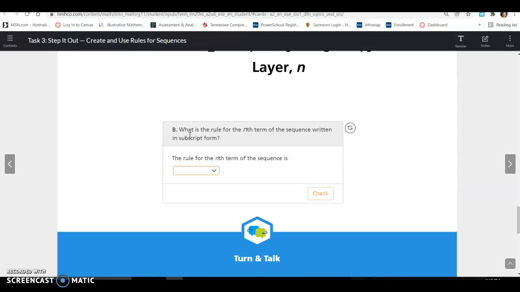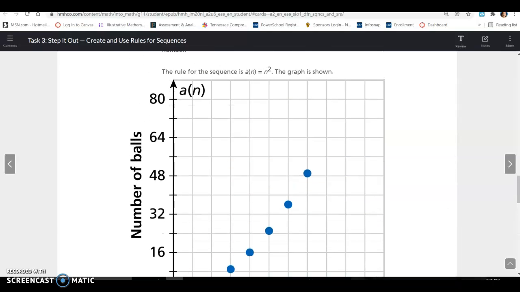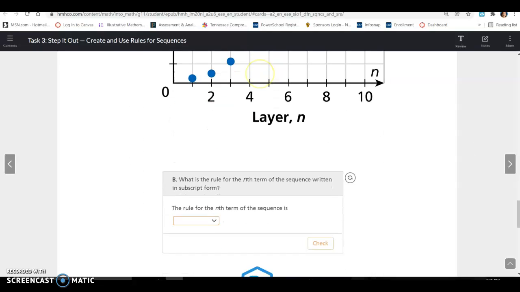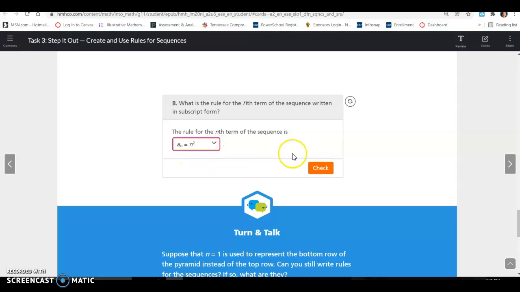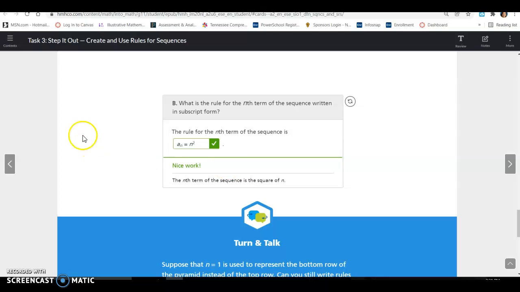All right, so it says, what is the rule of the nth term of the sequence written in subscript form? Okay, remember it's the same. It's just this should be a subscript instead. So instead of a of n, it should be a subscript n equals n squared. And that's all for task 3. If you have any questions, let me know.